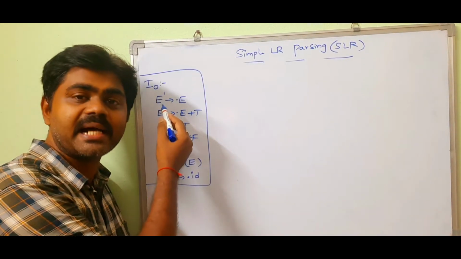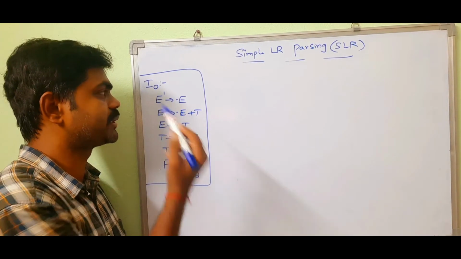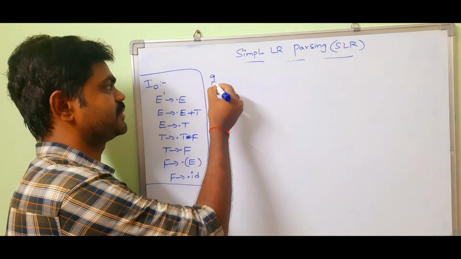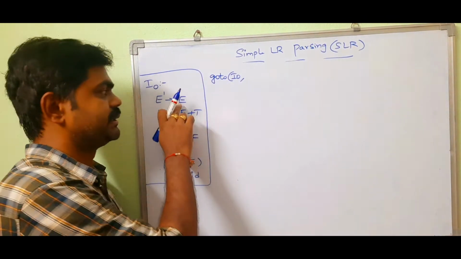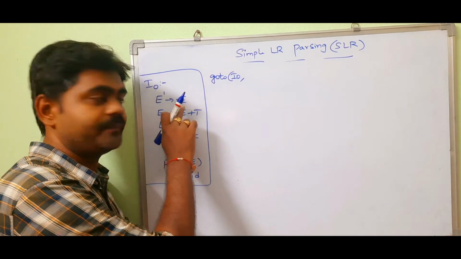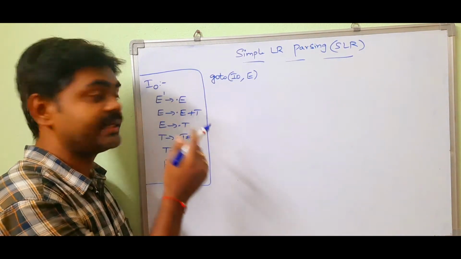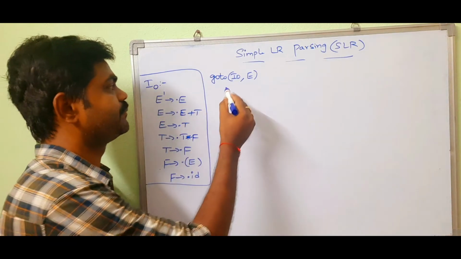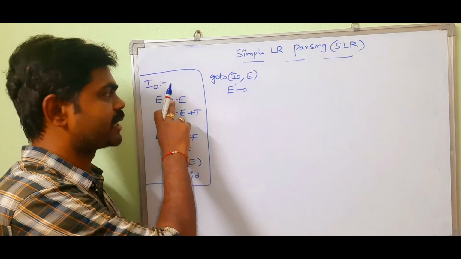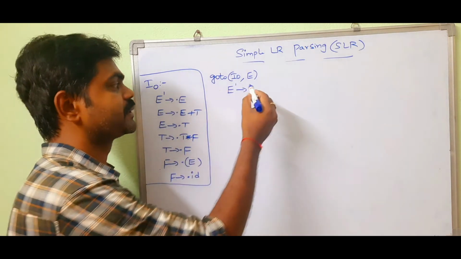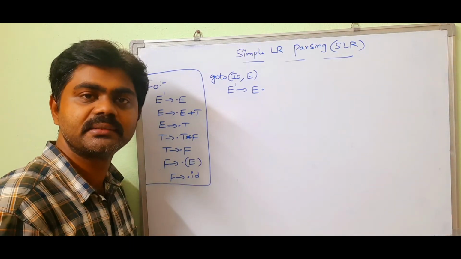So this is I0. E' tends to dot E, E tends to dot E plus T, E tends to dot T. Now first, goto of I0 comma, the dot is at E. So goto of I0 comma E. What productions do we have here? E' tends to, now dot comes after E, so E dot. So that is what goto is, right?